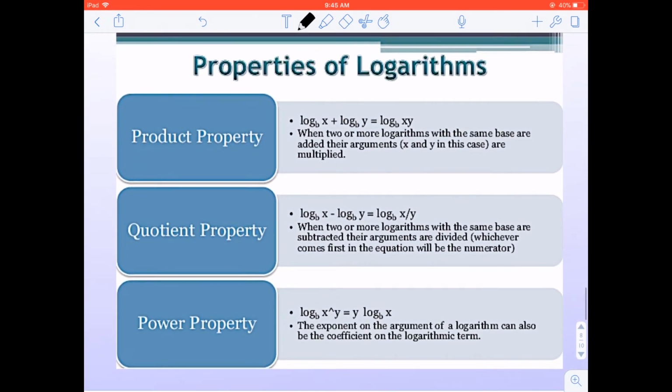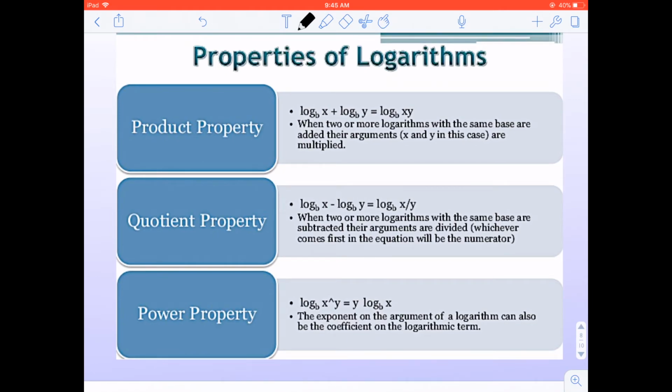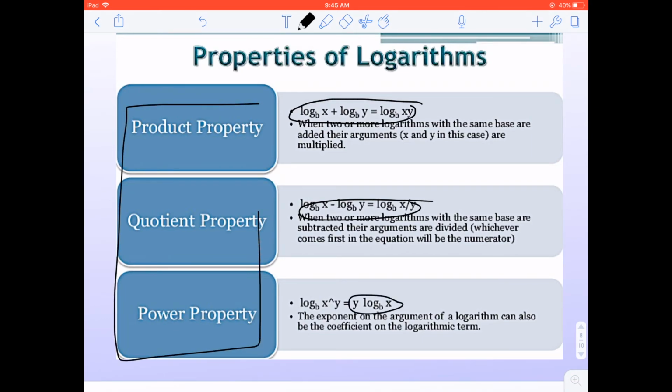Okay, so that is all the properties of logarithms. We have our product property that says if we have two logs being added together, that's equal to log of x times y. Subtraction is our division. And if we have something raised to an exponent, we can always bring that exponent out front. So these are the properties you guys discovered yesterday on that packet.